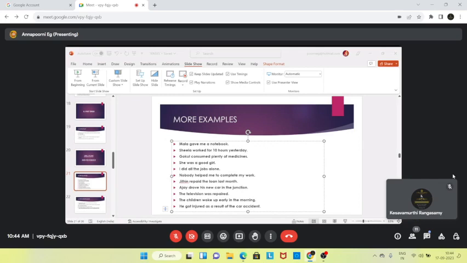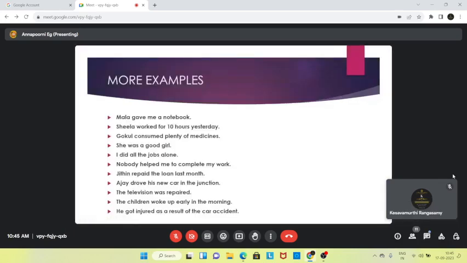Now, next one, who can read? Aradhana, can you read the next one? Yes, ma'am. Ajay drove his new car in the junction. In this, Ajay is subject, ma'am. Drove is verb, ma'am. His new car in the junction is object, ma'am. Very good. Ajay, subject. Drove is the V2 and the remaining object.